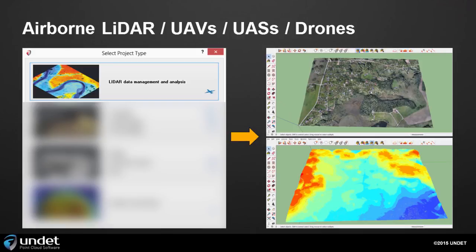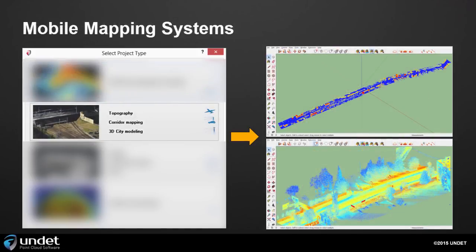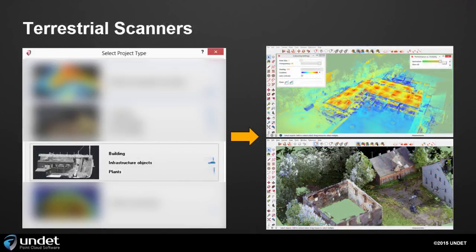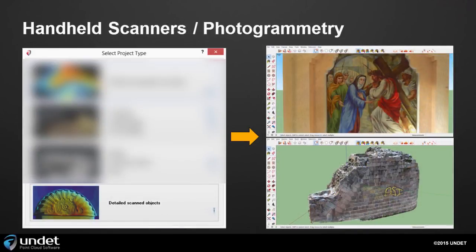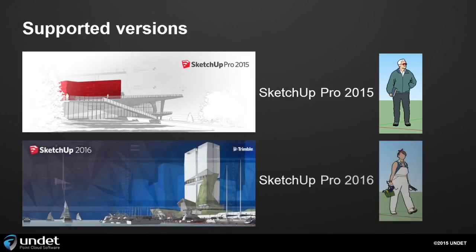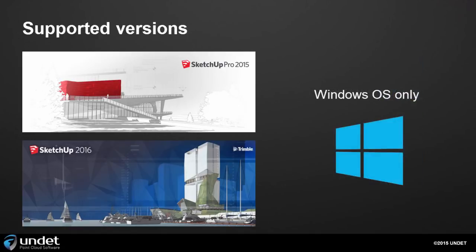So you can bring in point clouds derived from any technology or application such as airborne LiDAR data or UAVs, point clouds derived from mobile mapping systems or from terrestrial scanners. Additionally, you can bring in point clouds derived from handheld scanners or from traditional photogrammetry. Currently, Undet supports two SketchUp versions, so it is SketchUp Pro 2015 and SketchUp Pro 2016. And worth to know that Undet supports only Windows operating system.